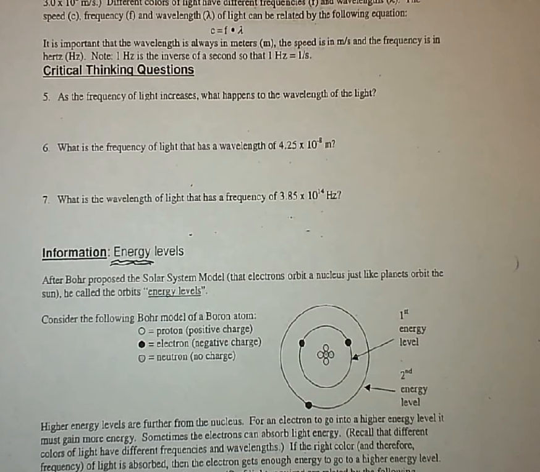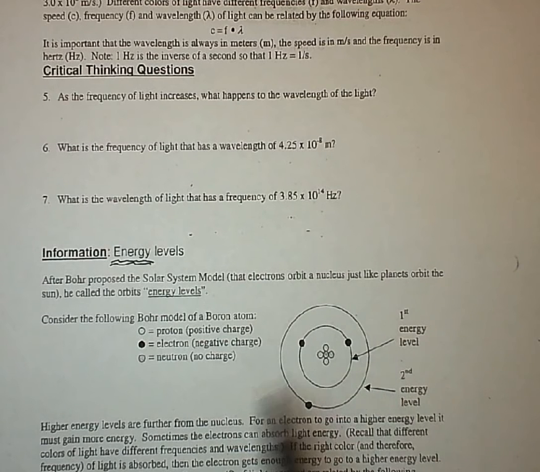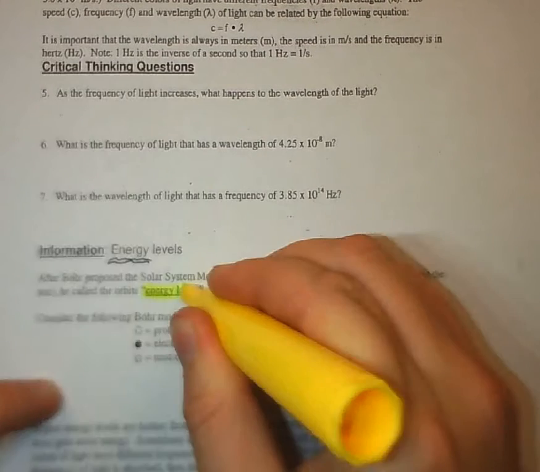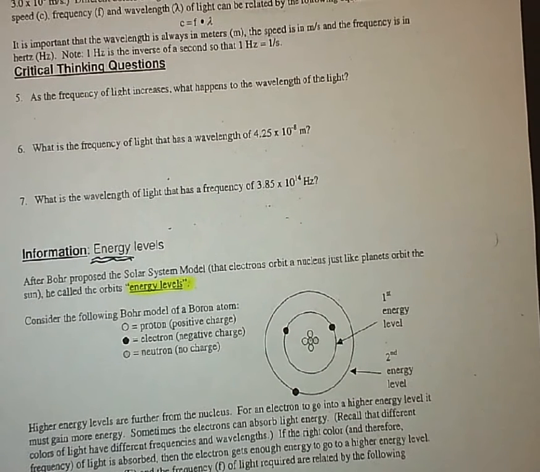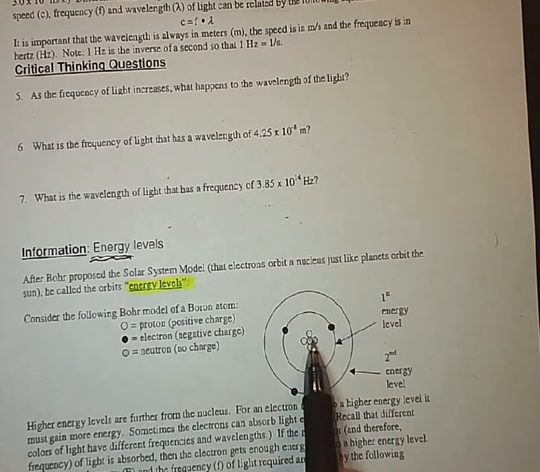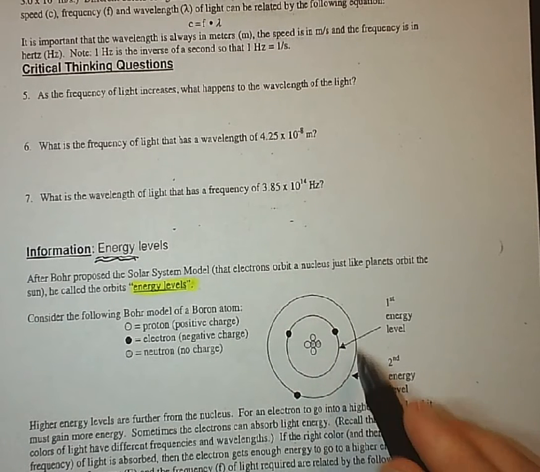After Bohr proposed the solar system model, that electrons orbit a nucleus just like planets, he called the orbitals energy levels. Considering the following Bohr models of a boron atom, we have our protons, which we have 3 of. We have 2 neutrons, so our mass is 5. And we have 3 electrons. We have 2 in our first shell, and 1 in our outer shell.